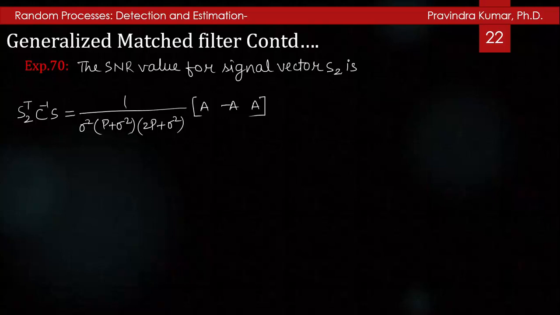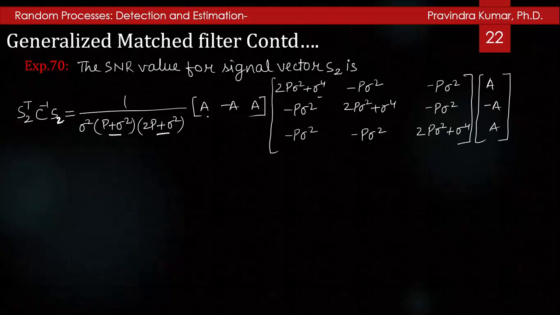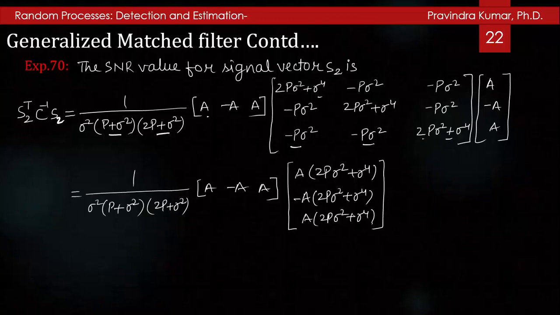S2. It will be equal to 1 by sigma square P plus sigma square into 2P plus sigma square, the vector A minus A, and the matrix 2P sigma square plus sigma to the power 4, minus P sigma square, minus P sigma square, minus P sigma square, 2P sigma square plus sigma to the power 4, and so on, and the transpose of S2, which will be A minus A. And you can have 1 by sigma square into P plus sigma square into 2P plus sigma square, and the vector A minus A, and the matrix A into 2P sigma square plus sigma to the power 4, minus A into 2P sigma square plus sigma to the power 4, into A, and A into 2P sigma square plus sigma to the power 4.